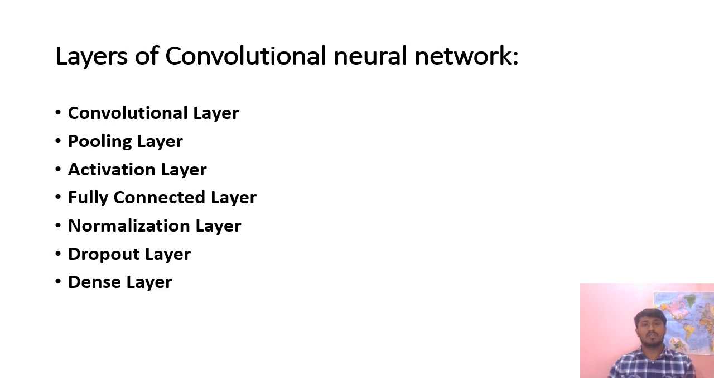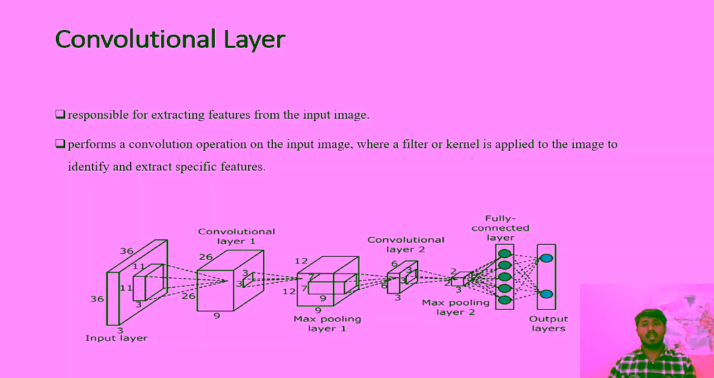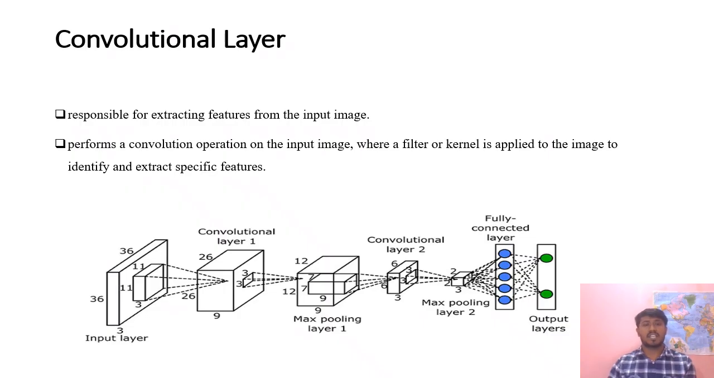Now we'll see the layers of convolutional neural networks: convolutional layers, pooling layers, activation layers, fully connected layers, normalization layers, dropout layers, dense layers. Now we'll describe convolutional layers. Convolutional layers are responsible for extracting features from the input image. It performs a convolution operation on the input image, where a filter kernel is applied to the image to identify and extract specific features. In the picture, we see that a kernel is applied to an input image and extracts features through the layer.